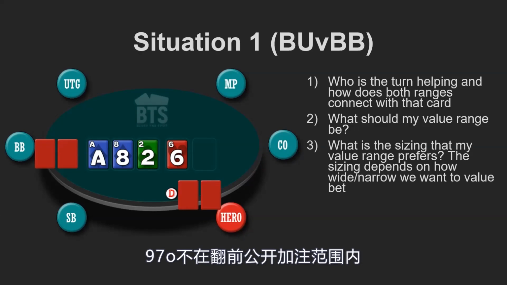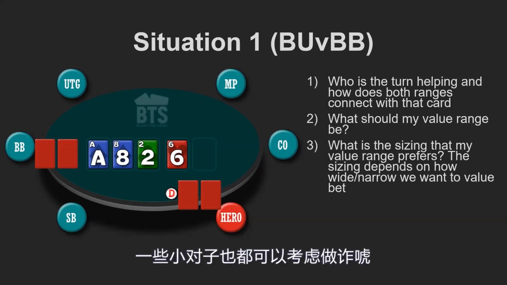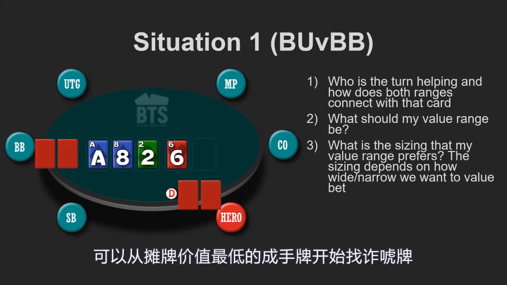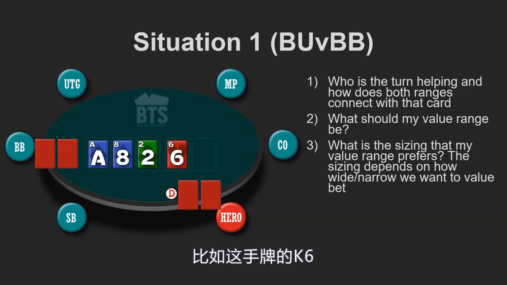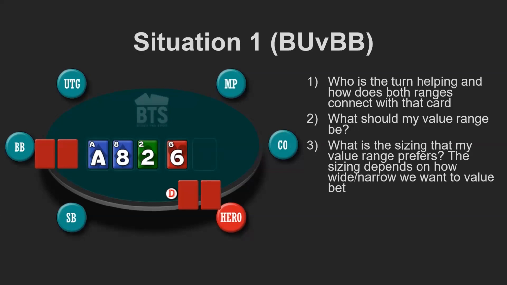Yeah, but 6-7 off, we don't really open, Maldwin. That's way too loose. So you could sometimes turn a hand like 6-5 into a bluff, some turn pair, some low turn pair. Usually I try to pick my lowest showdown value. So let's say in this spot I have a hand like king 6. I would check king 6 of clubs, but I would sometimes overbet a hand like 6-4 of clubs or 6-5 of clubs.